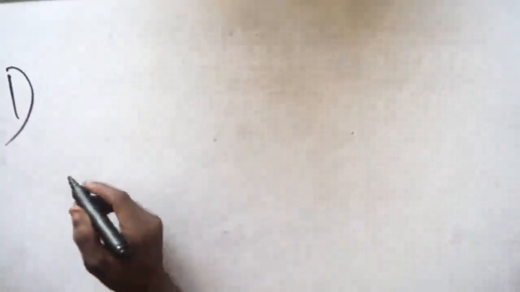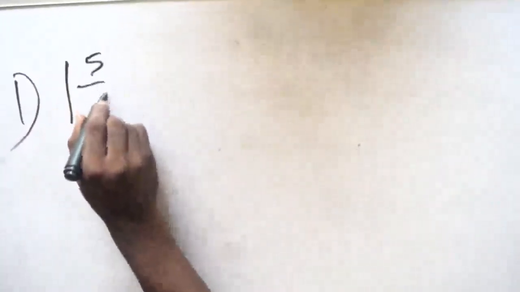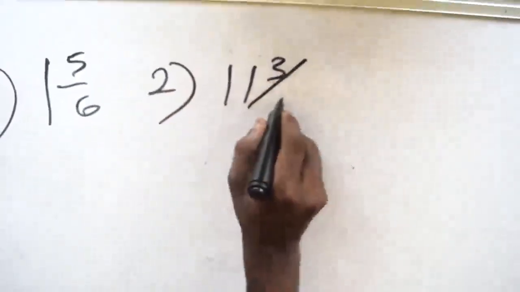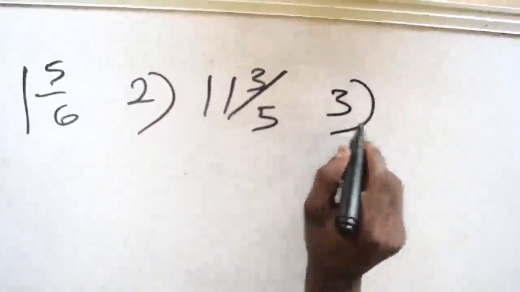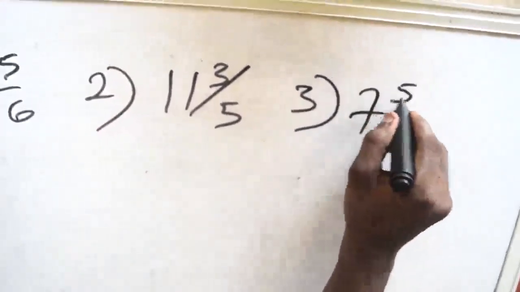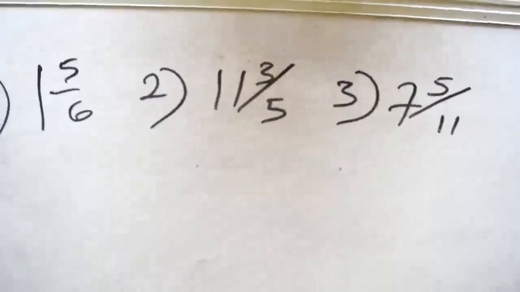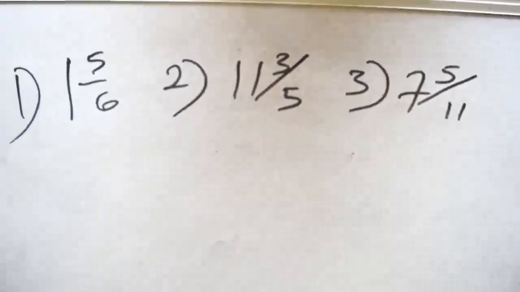Now let me give you guys some assignments to see how many of you will be able to do it and get back to me in the comments below. I want you guys to convert the following to improper fraction. We have 1 whole number 5 all over 6. I will give you 11 whole number 3 all over 5. I will give you 7 whole number 5 over 11. So comment below and put the answers where necessary.